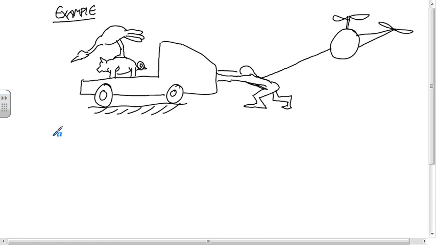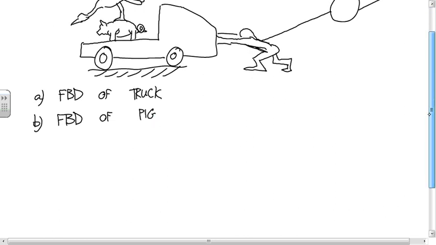And so let's say we want to do the following things. We want to draw a free body diagram of the truck. And let's say second, we want to do a free body diagram of the pig. Okay. So first, the truck.